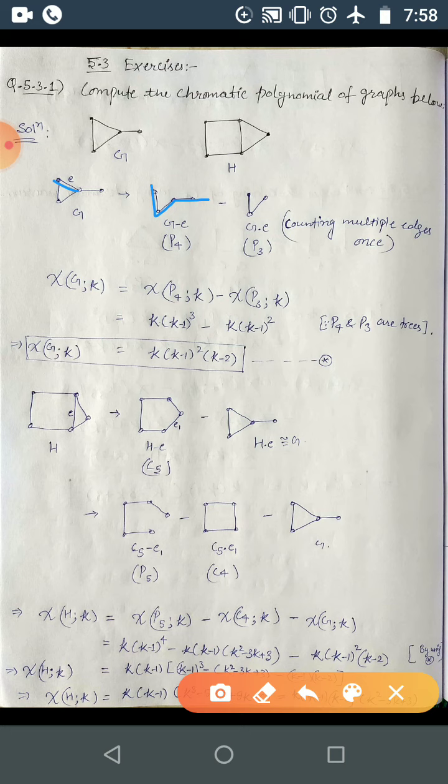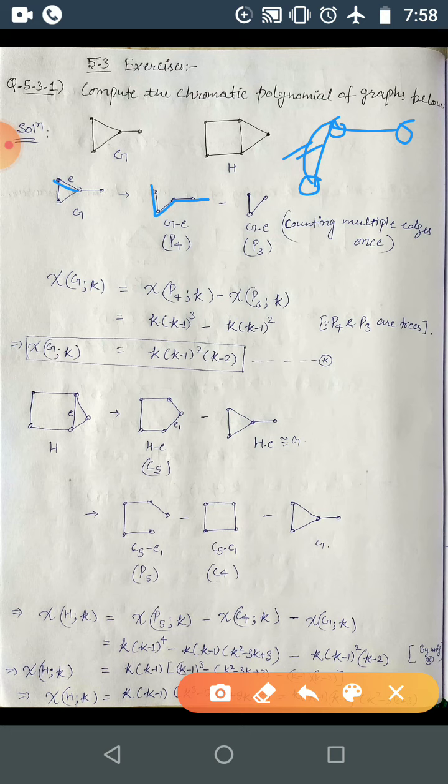And if you contract this edge, you will get a graph like this. This is a vertex, and the same vertex got contracted to this one, correct? And this multi-edge we will be discarding, because the chromatic polynomial will be unaffected by this one, correct?